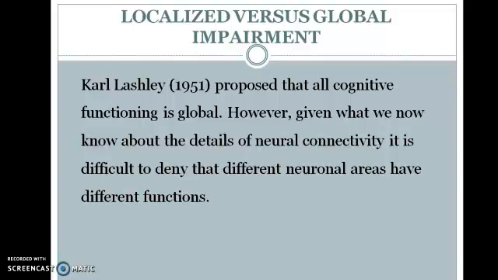Let's talk first about localized versus global impairment. According to Carl Livesey, all cognitive functioning is global. However, given what we know about the details of neural connectivity, it is difficult to deny that different neural areas have different functions. However, this functional differentiation does not invalidate the concept of global cognition. The competition model does not suggest there are no differences among different disorders. On the contrary, this discussion helps us understand the detailed functioning of chunking, connectivity, maps, and resonance within the framework of the competition model.